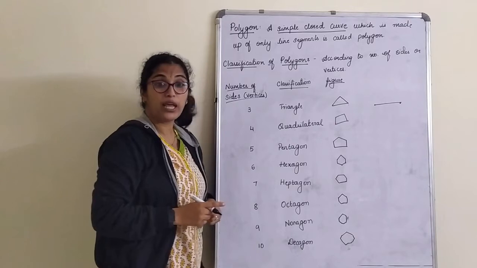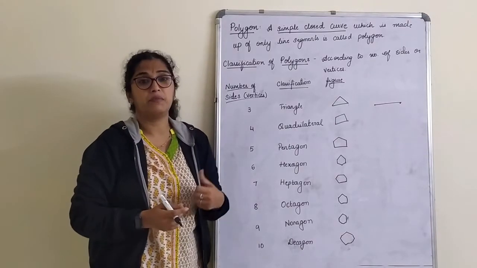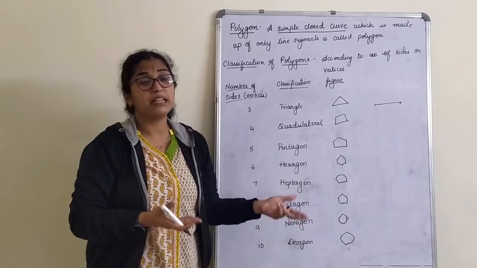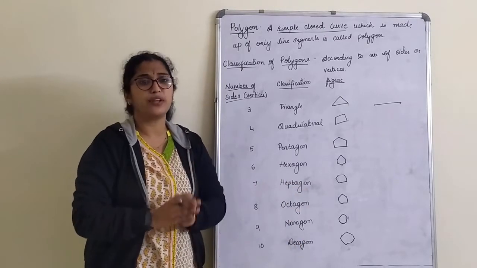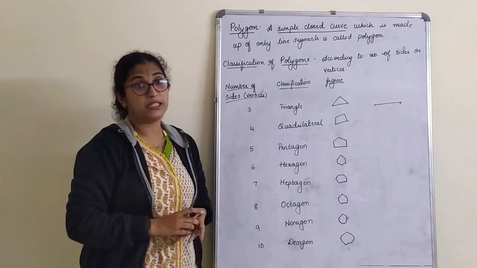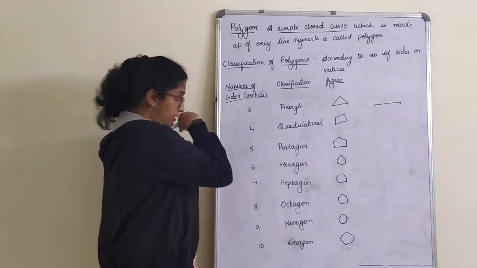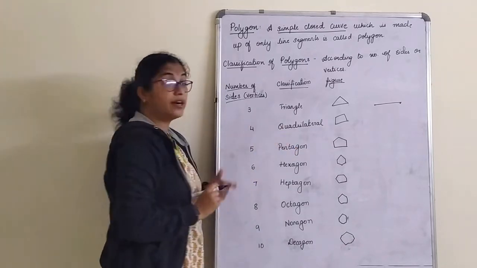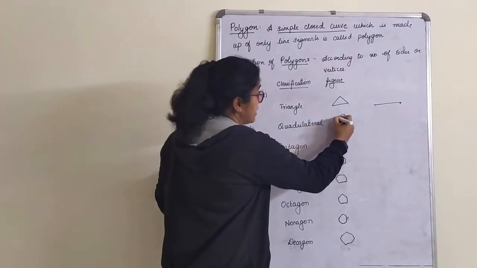So the example is a triangle. Now which type of triangle? It can be isosceles, scalene, obtuse, or equilateral, anything. It's a triangle. A 3-sided figure is called a triangle, which is nothing but a polygon. A four-sided figure is called a quadrilateral. So that is what we are studying in this chapter.